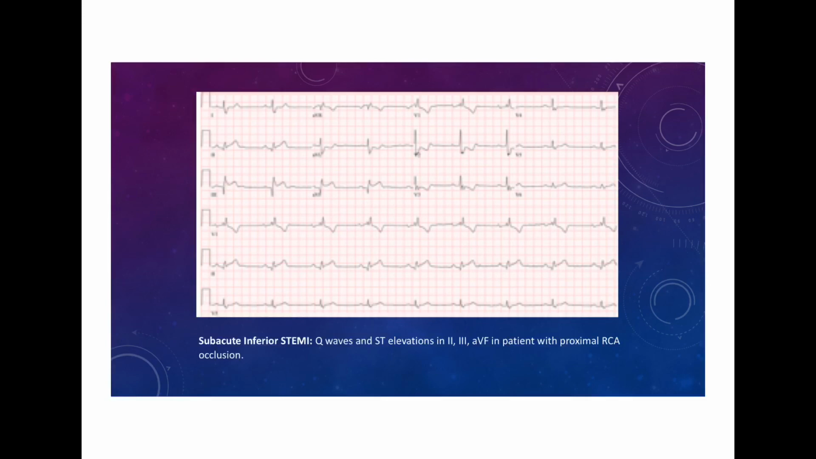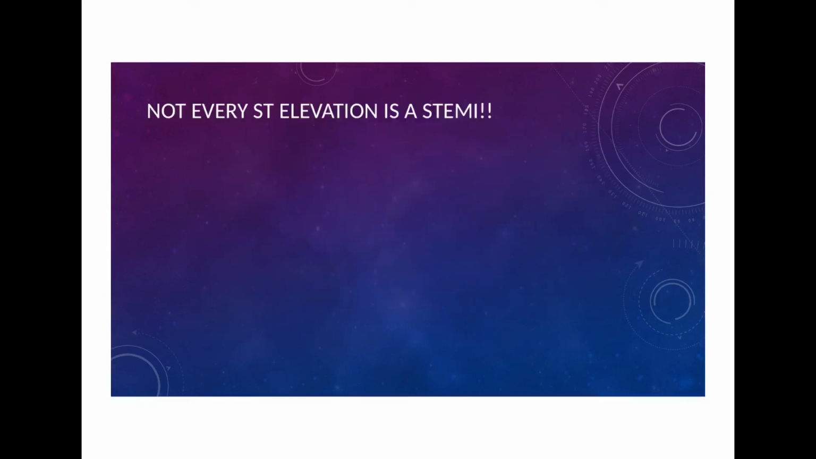In addition to the inferior leads, you also see some interesting involvement in leads V1 and V2. You see these tall R waves and ST depression in V1. This is also suggestive of involvement of the posterior wall of the heart, as we'll see in a moment.